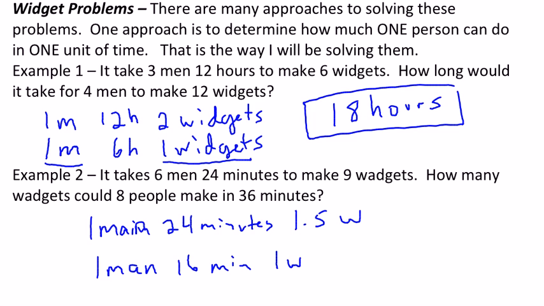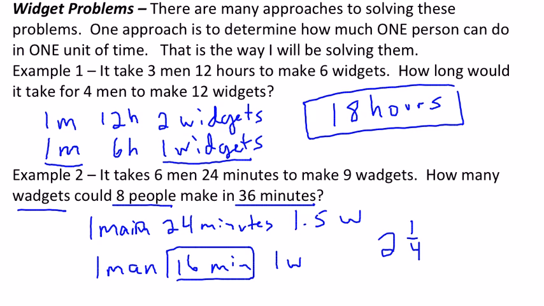So it says, how many widgets could 8 people make in 36 minutes? Well, in 36 minutes, 1 man could definitely make 2 widgets, because 32 minutes is how long it takes him to make 2, and in those additional 4 minutes, he would make an additional 4 out of 16, or 1/4 widget. So 1 man can make 2 1/4 widgets in 36 minutes, and if we have 8 people, then all we have to do is multiply 2 1/4, or 2.25, times 8, and you find that the answer is 18. And so 18 widgets in 36 minutes is how many that 8 people can make.